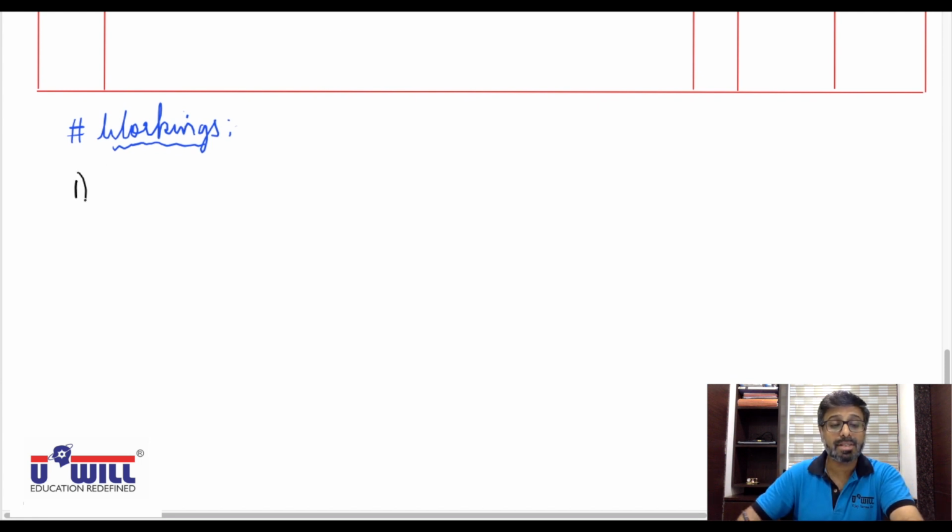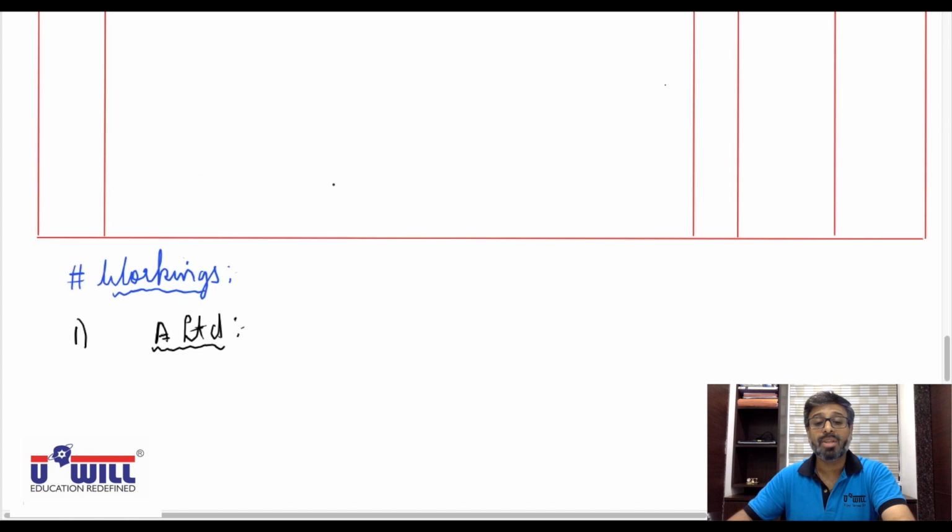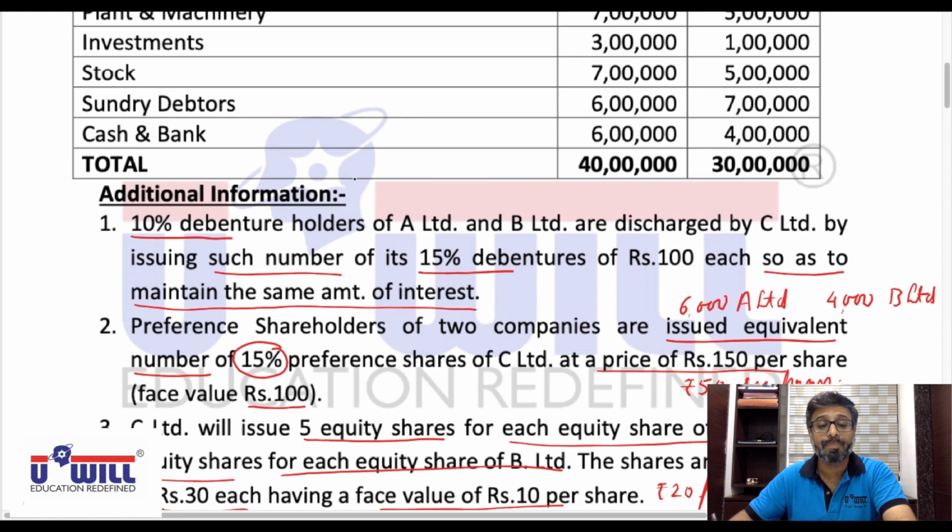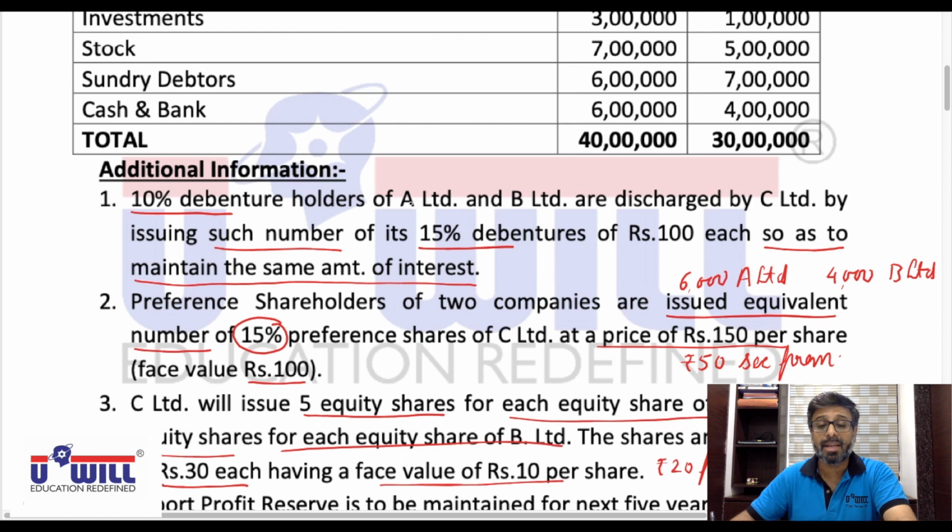First, working of debentures. Now I am doing it for A Limited, and all of you pause the video and do it on your own for B Limited, and then you verify after playing the video whether you have done it right or not. So see what information is given in adjustment 1. 10% debenture holders of A Limited and B Limited are discharged by C Limited by issuing such number of its 15% debentures of 100 each, so as to maintain the same amount of interest. The main point I made you underline, so as to maintain the same amount of interest, means in the new company C Limited also the debenture holders must earn the same amount of interest.